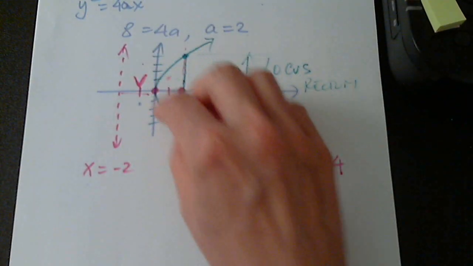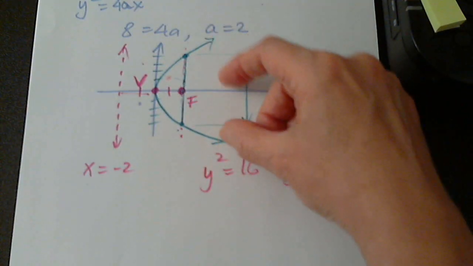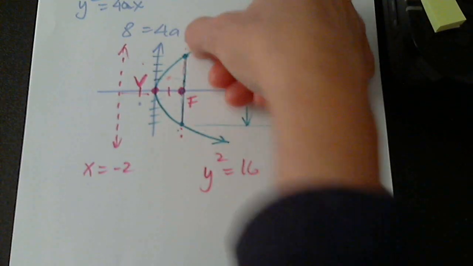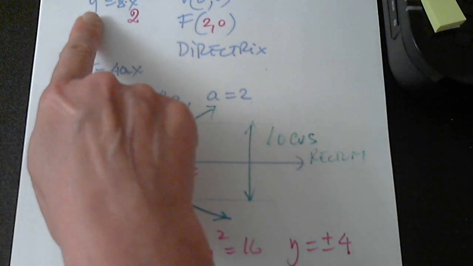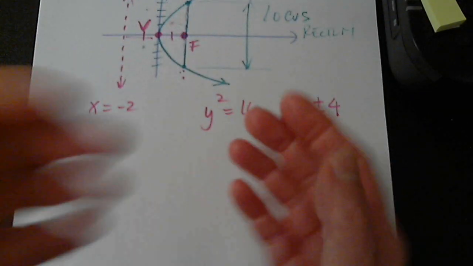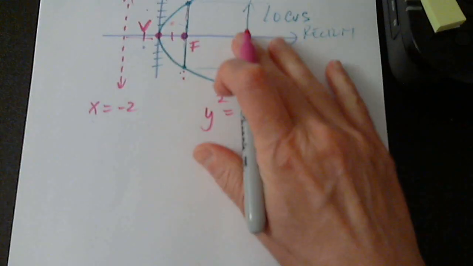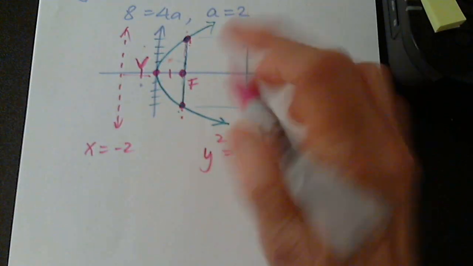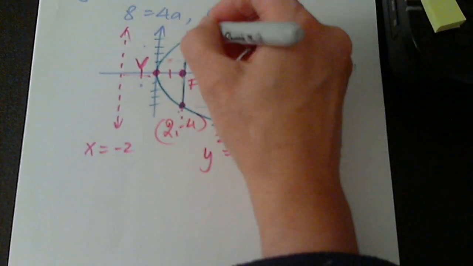Okay? So I did not know how open the parabola would be, how wide or how narrow. What did I do? I said, okay, let's see what happens right here at this point. When x is 2, I replaced x in the original equation. I got y squared equals 16. And now solving for y, I got plus or minus 4. So therefore, the locus rectum is between these 2 points. What points? 2, negative 4 and 2, positive 4.